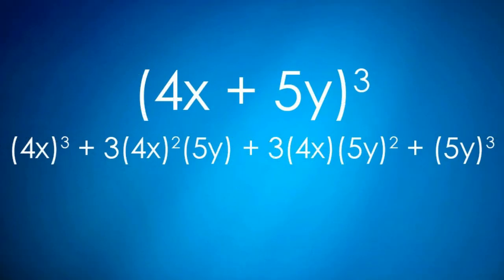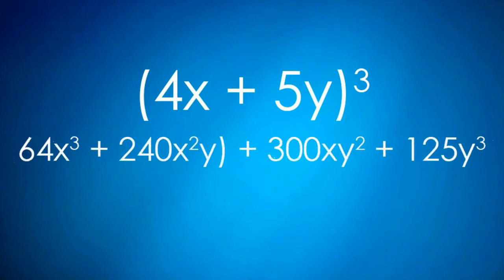After substituting, the equation will be equal to (4x) cubed plus 3 times (4x) squared times (5y) plus 3 times (4x) times (5y) squared plus (5y) cubed. Simplifying, the final answer will be equal to 64x cubed plus 240x squared y plus 300xy squared plus 125y cubed.